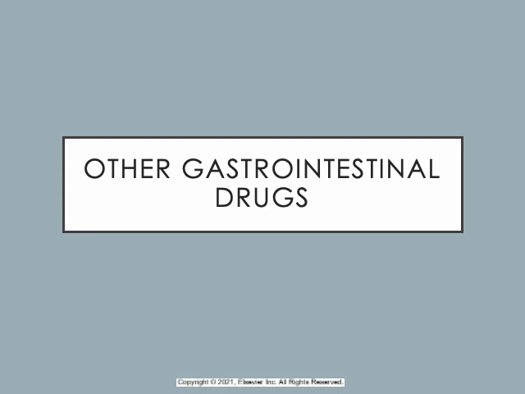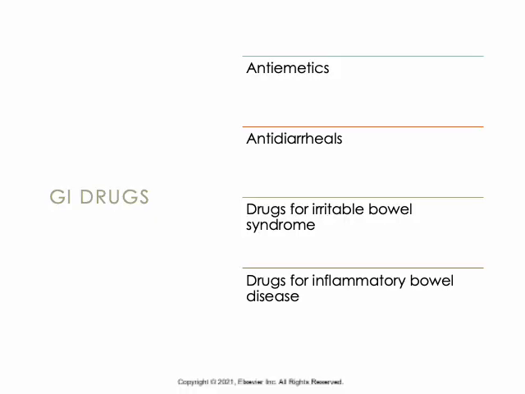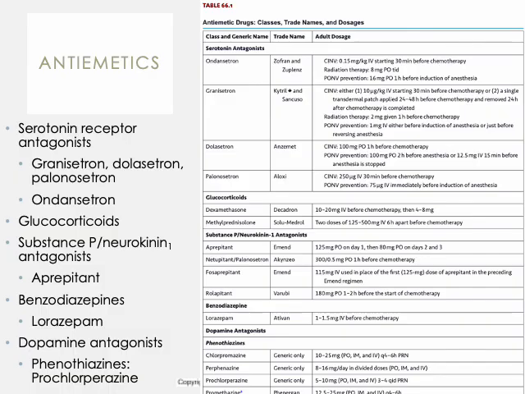There's a few more drug classes that we will review in talking about the other GI drugs. These are the antiemetics, antidiarrheals, drugs for IBS, and drugs for inflammatory bowel disease. You can see here on the chart the antiemetic drugs by class, trade name, and dose. And we'll be looking in a few minutes at a chart that will talk about the mechanism of action as well. So, under the serotonin antagonists, we have all the drugs that end with setron, so ondansetron.